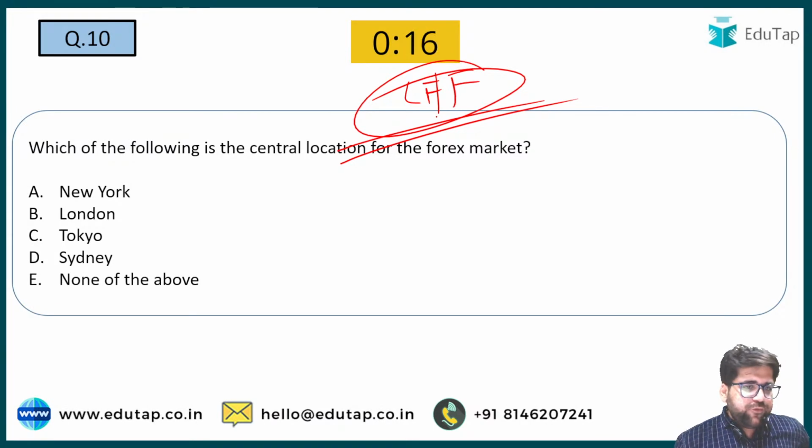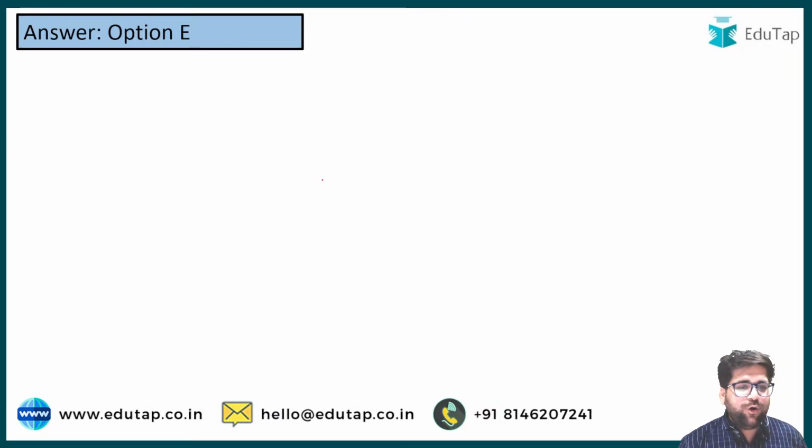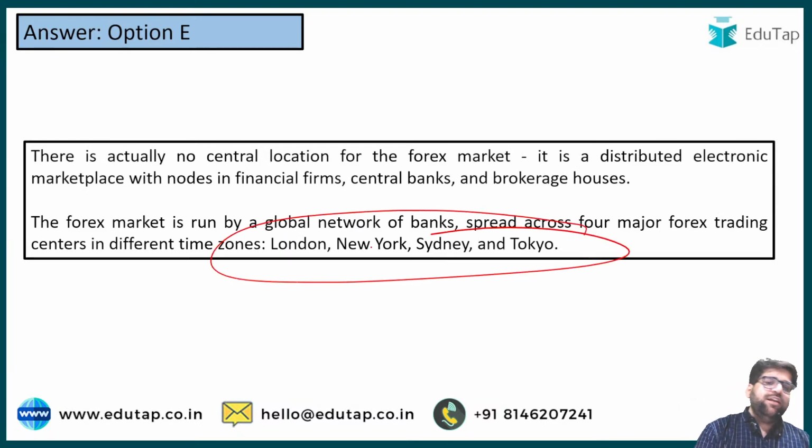Maximum of you are going with London. Okay, this is not a low hanging fruit now. This has become a tough hanging fruit rather. Maximum of you are going with London. Central location in forex market, the answer will be E. There is no central location, although the majority of the forex market takes place in this particular institution.